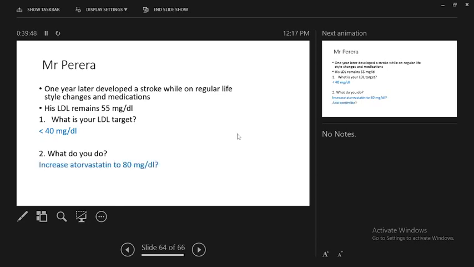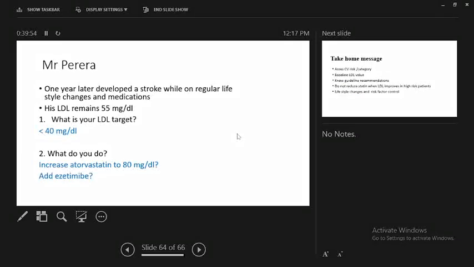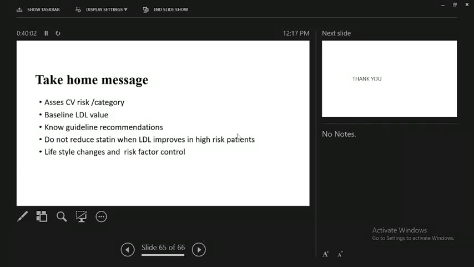Less than 40. So, what do you do now? So, you increase atorvastatin to 80? Yes, you can try that. If the patient can tolerate it, you can try that first. That's what the guideline says. And if the patient is not tolerating it, you may add ezetimibe and get the control along with the lifestyle changes.